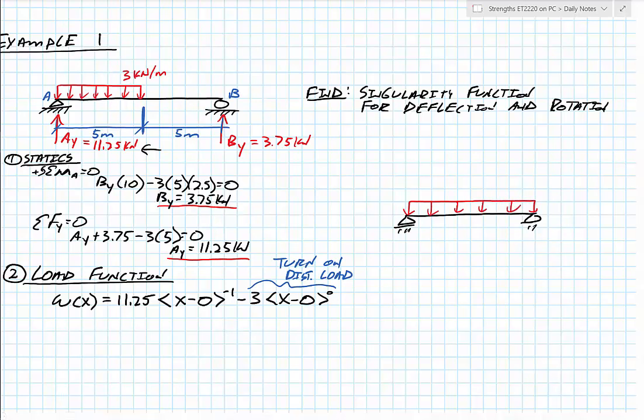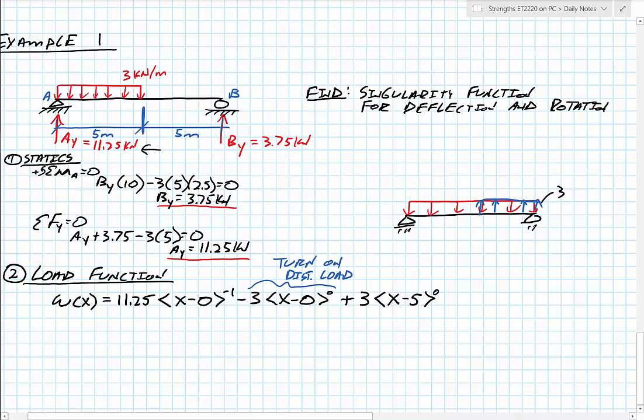The way I can do that is I can cancel it out by starting at that halfway point and adding an equal and opposite distributed load. Those two distributed loads will in essence cancel each other out. That blue would also be that same 3 kilonewtons per meter. So now I'm going to have a plus, going in the opposite direction, 3 kilonewtons per meter, starting at x equals 5 meters. So I have x minus 5, and this is to the power of 0.